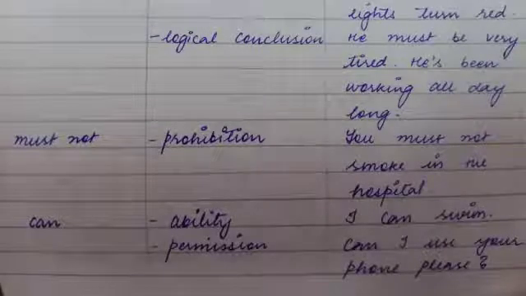Next modal verb is can. And the first function is ability. Now what does ability mean? It means that you have a skill to do something. For example, I can swim. Swimming is a skill. I have learned it and I can do it. Next function is permission. You all know what is permission. Can I use your phone please?